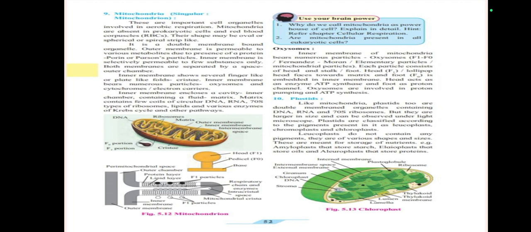Plastids. Like mitochondria, plastids too are double membrane organelles containing DNA, RNA, and 70S ribosomes, but they are larger in size and can be observed under a light microscope. Plastids are classified according to the pigments present in them: leucoplasts, chromoplasts, and chloroplasts. Leucoplasts do not contain any pigments. They are of various shapes and sizes. These are meant for storage of nutrients. Example: amyloplasts that store starch, elaioplasts that store oils, and aleuroplasts that store proteins. Figure 5.13 Chloroplast.